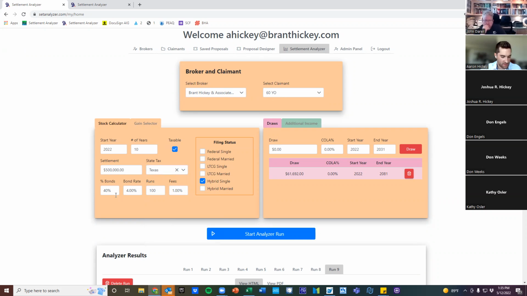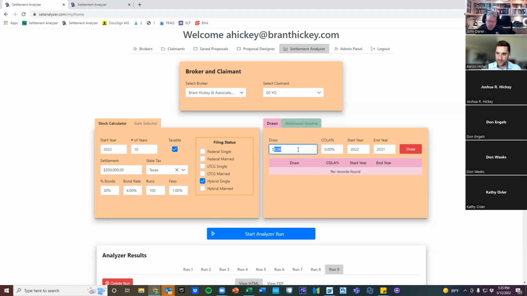In this scenario, I said, perhaps the attorney is a little more aggressive and wants 70% in the stocks and only 30% in the bonds. And then our bond rate, again, I will keep at 4%. And then again, fees, I'm going to keep at 1%. Fees, for the most part, usually range between 1 and 1.5% based off of the amount of money in the account and the duration of the investment account.